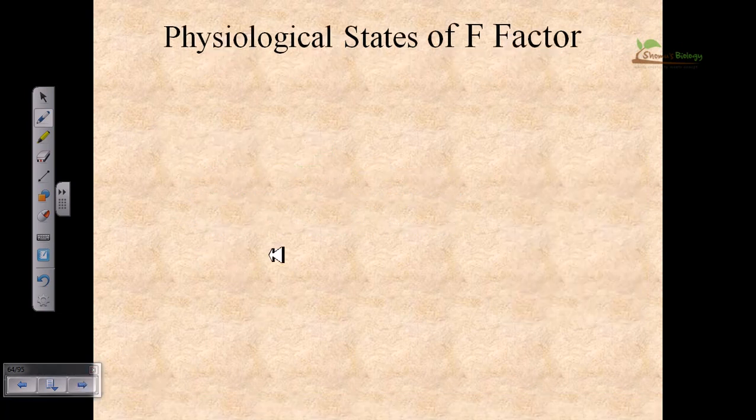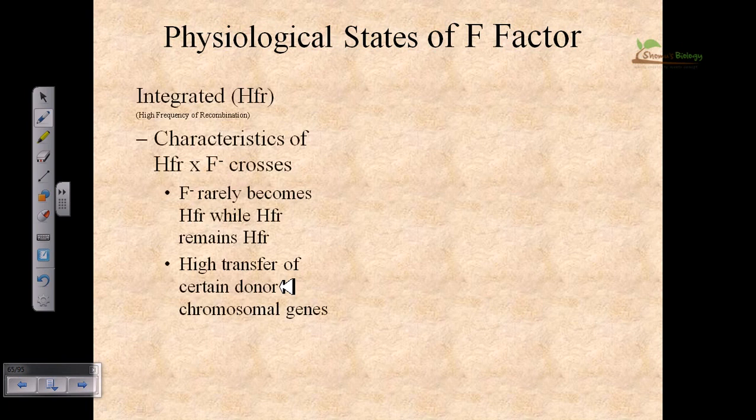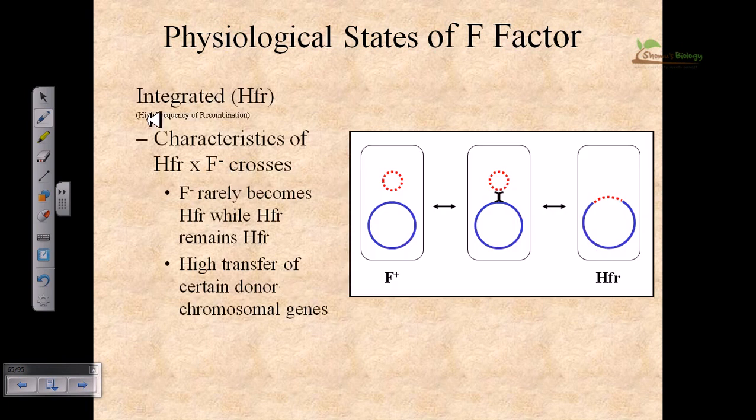Now if we think about another factor, which is called the Hfr factor, also called the high frequency of recombination factor. This high frequency of recombination factor can be formed from the F factor. So you can see there is an F factor, and F plus means it has an F factor. Now this plasmid DNA is integrated into the chromosomal DNA somehow.